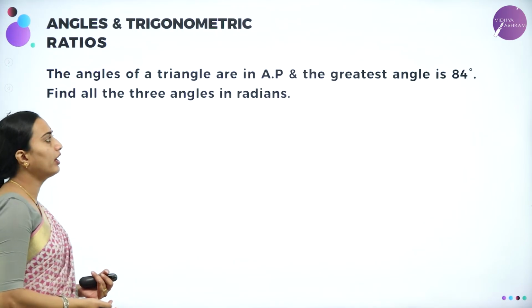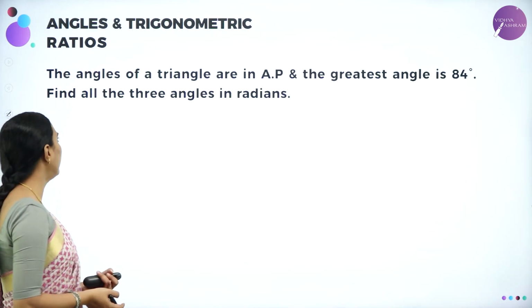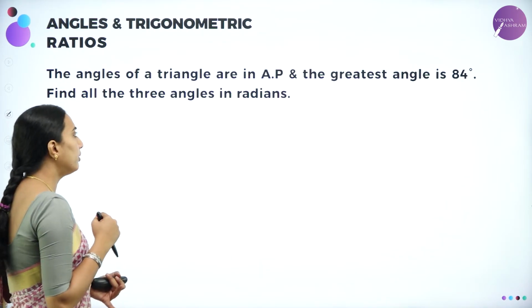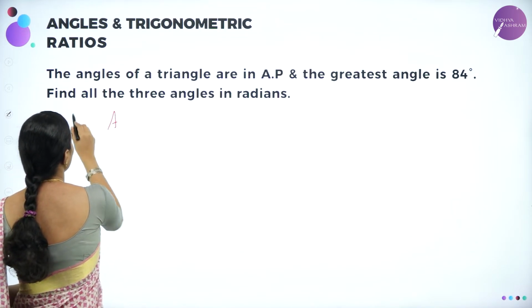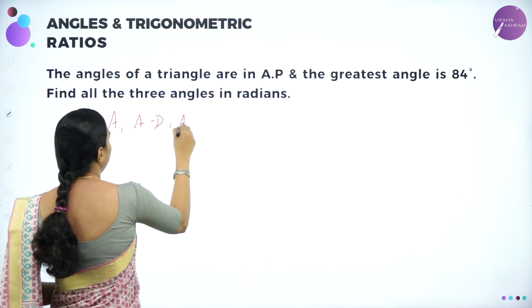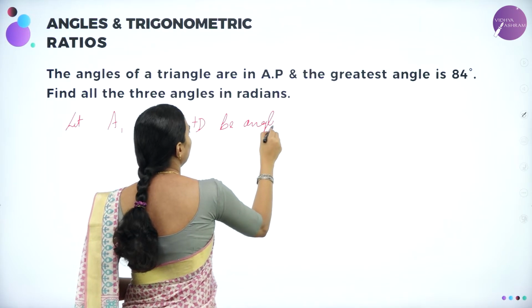The angles of a triangle are in AP and the greatest angle is 84 degree. Find all the three angles in radians. I told you to consider the angles of a triangle are in AP means let A, A minus D, A plus D be the angles of the triangle.